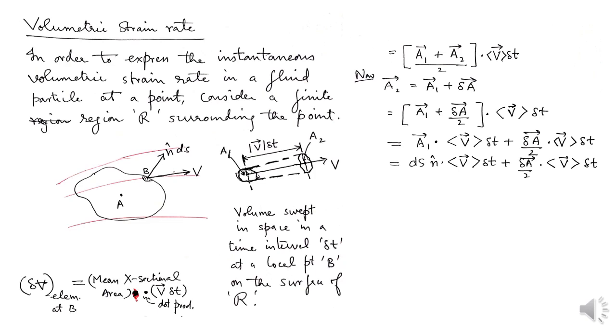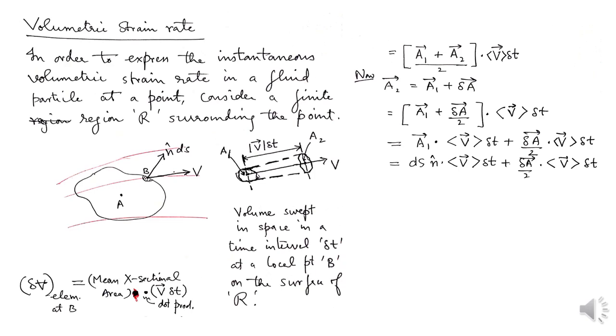Now I can continue writing formally. The mean cross-sectional area vector can be written as (a1 vector plus a2 vector) by 2, dotted with the mean velocity and delta t, and the area vector a2 can be generally written as area vector a1 plus some change in the area vector, so a1 plus delta a, and if I use this in the above expression, I get along very nicely.